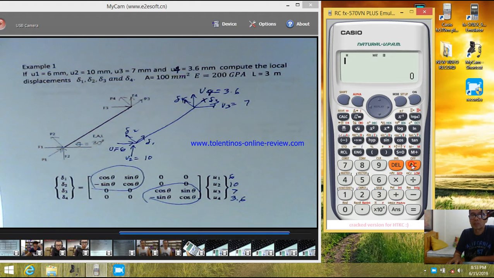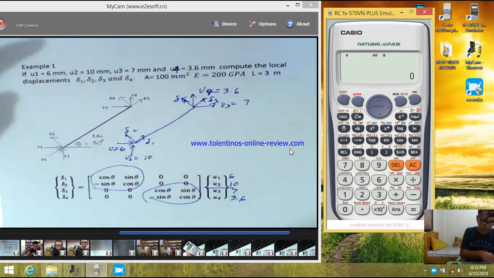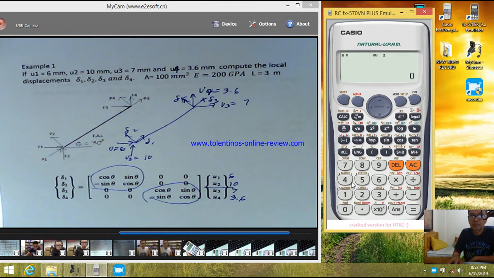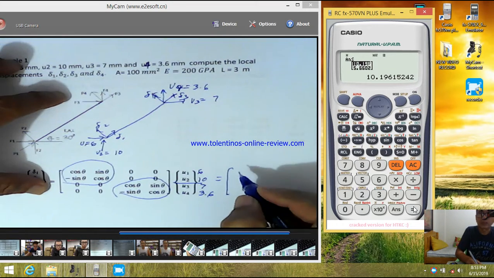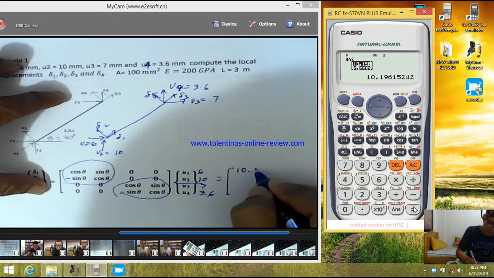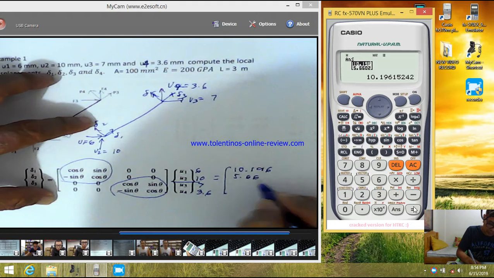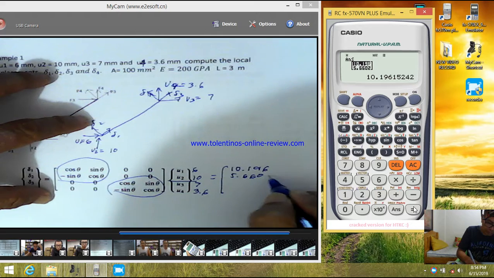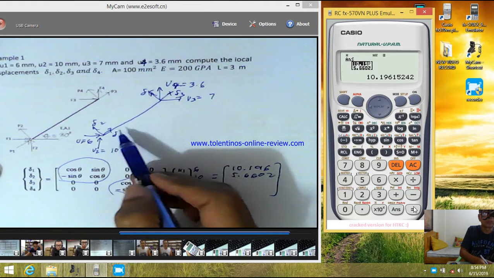Now we can multiply. Shift for matrix A times matrix B. You see, we will have the answer 10.196 millimeter and 5.6602 millimeter. What we got are delta 1 and delta 2.